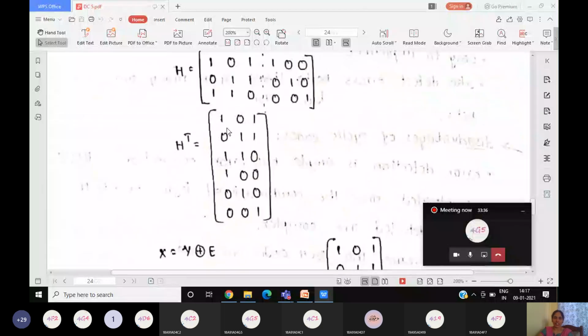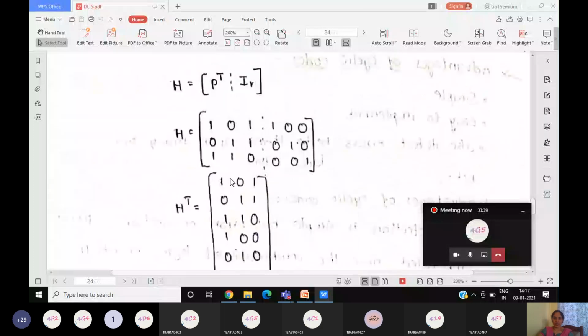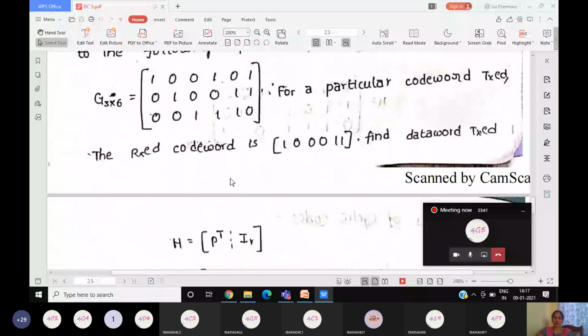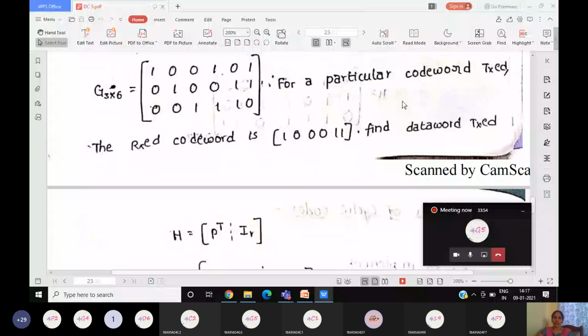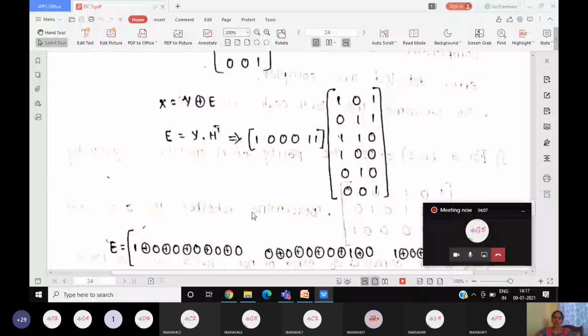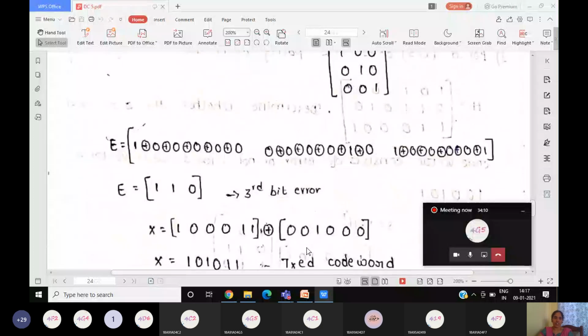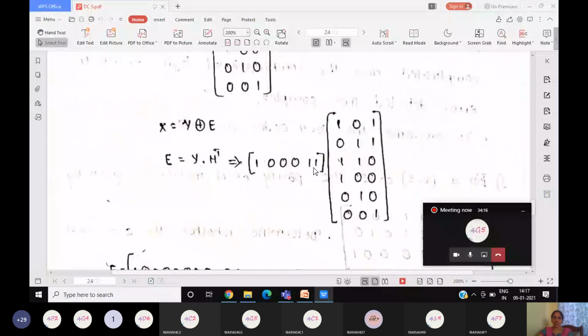This is P transpose and this is I of R by R, and H transpose you can write. Here they asked you to reconstruct the transmitted code word. You are given Y, and you have to calculate the error E, and Y XOR E will be our reconstructed transmitted code word X. We know that the syndrome and the error pattern are equal, and it is equal to Y into H transpose. Using that you can calculate the error bits. Here the result is 110. If you go through the lookup table or H transpose, see which position 110 is in. 110 is in the third position.